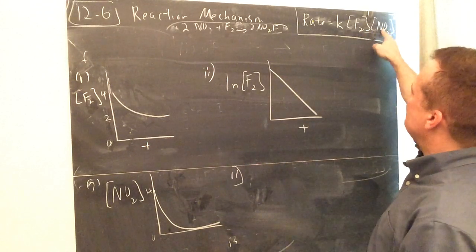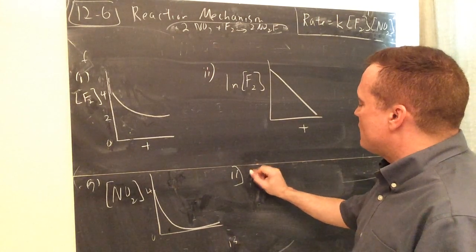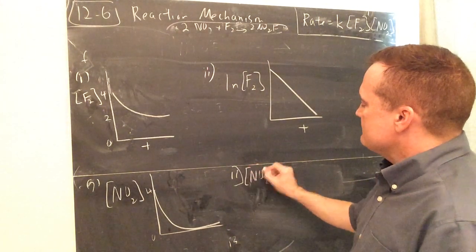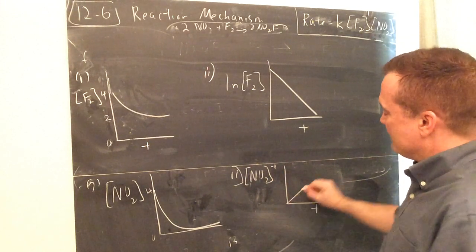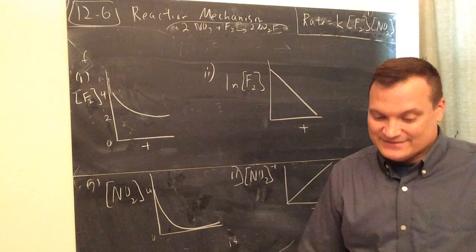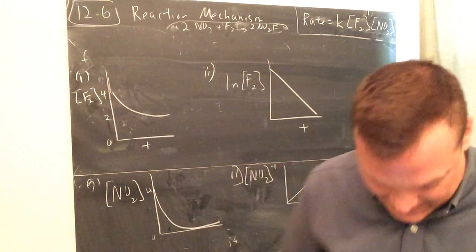Well, since NO2 is second order, that means that 1 over NO2, or NO2 to the negative 1 power, versus time will give you a straight line with a positive slope going up like that. Okay. All right. There's another thing they ask you.